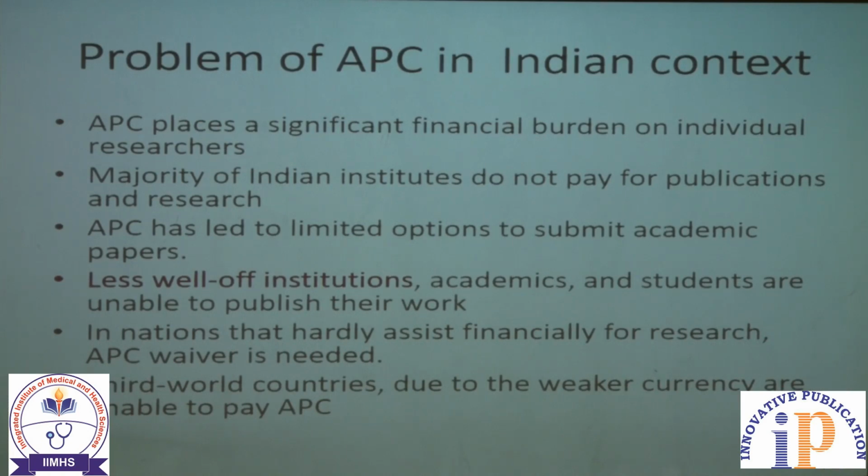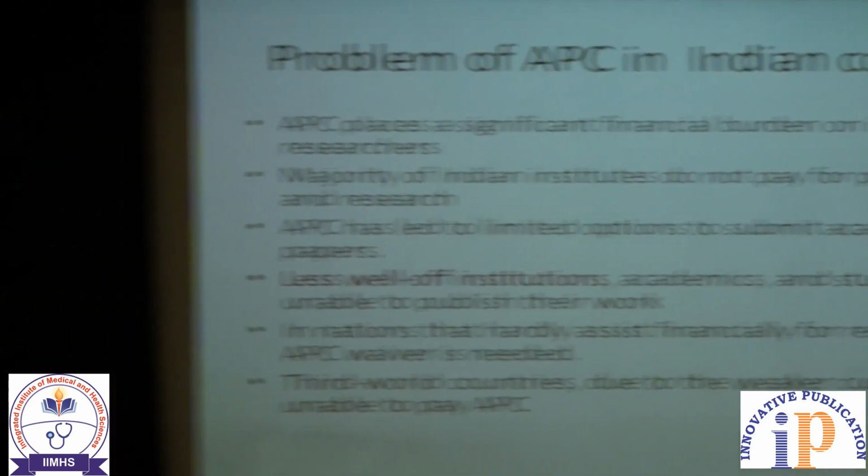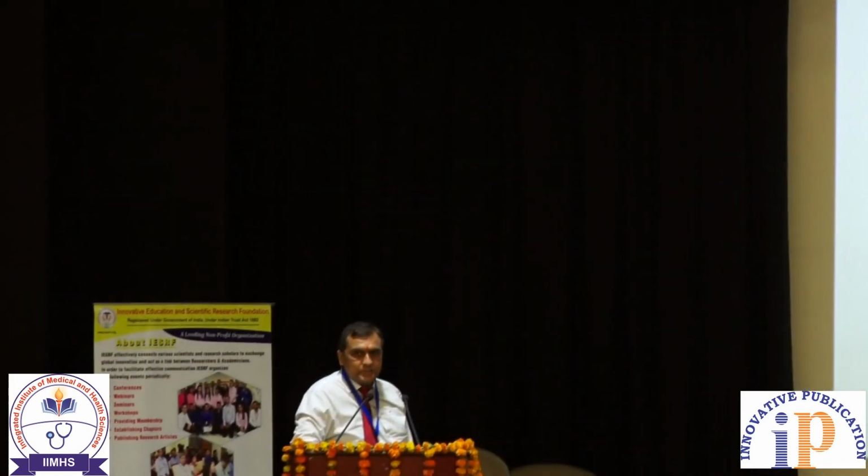Yes, for the Indian context, we have a very significant financial crunch for Indian researchers. Our institutes do not pay for publication and research, and we have very limited options of journals where we can submit our articles. Less well-off institutions and academic students are unable to publish their work, though we have a lot of clinical material and people want to publish it, but we have very little option because of this open access problem and because of this APC. So, in a nation that hardly supports research financially, an APC waiver is needed.